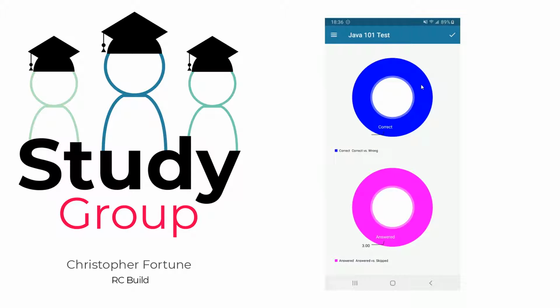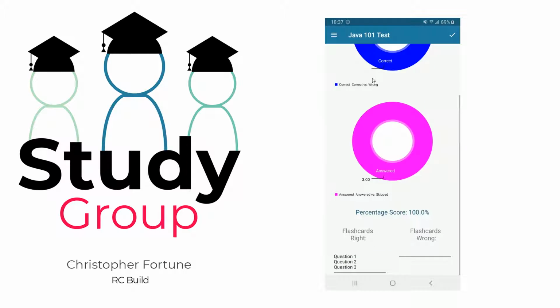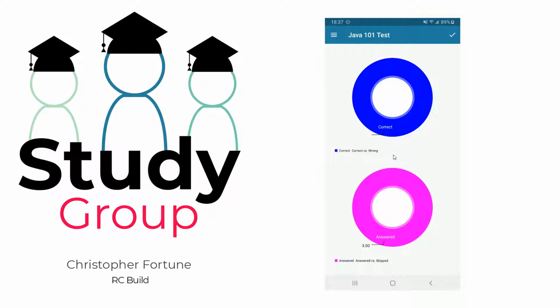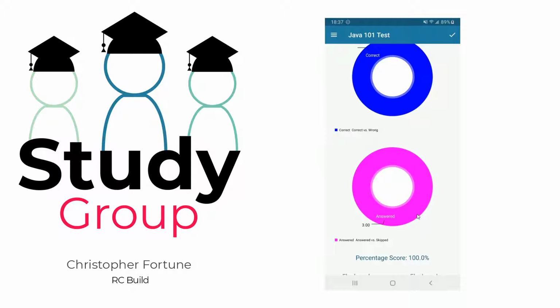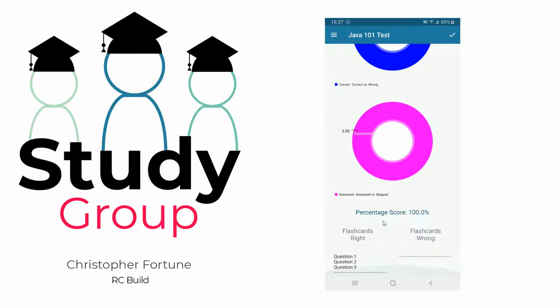After taking a public flashcard test, or a flashcard test in general, the user is shown two charts at the top. This chart displays the correct versus wrong count. There's a render bug that is unfixable due to some library issues. But this displays the correct count of the flashcard test, and down here is the amount answered versus skipped. As you can see, we answered all three questions. Down at the bottom, it calculates your overall percentage score. We were able to get 100% on that test.